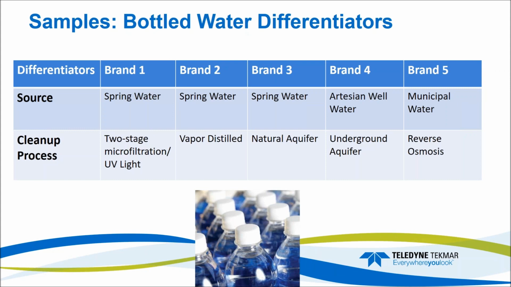And then the fourth sample is from an artisan well water, so a special well of water. And again, it was cleaned up through an aquifer. And then the fifth sample just used municipal water, so basically our tap water, and then it went through a reverse osmosis stage. So if you want to take a second and just pause and guess which one you think will be the cleanest and which one you think will be the dirtiest. I'll give you a little time to look it over, and then in a few more slides I'll reveal which one was the cleanest and which one was the dirtiest, using TOC as an indirect means of measuring that.